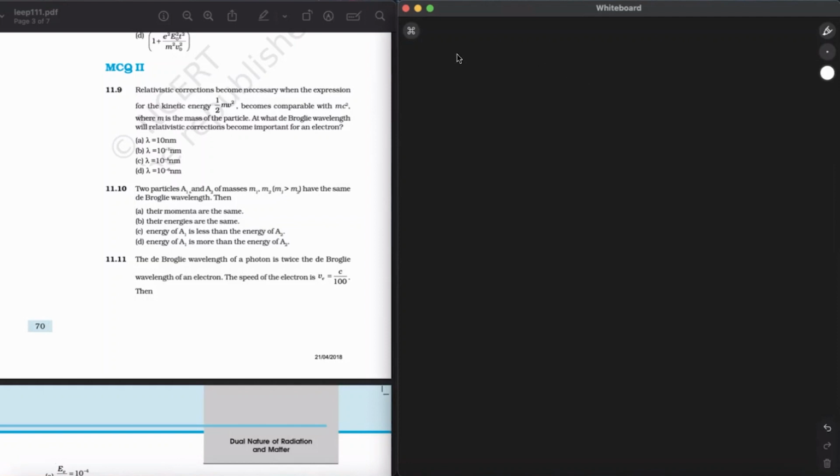Okay, then it should be applied when half mv square is comparable to mc square. So this is the condition that they have given to us. So v square upon 2 is comparable to c square. Okay. When the phase velocity is greater than the speed of light, then, okay, so that is just the conceptual part.